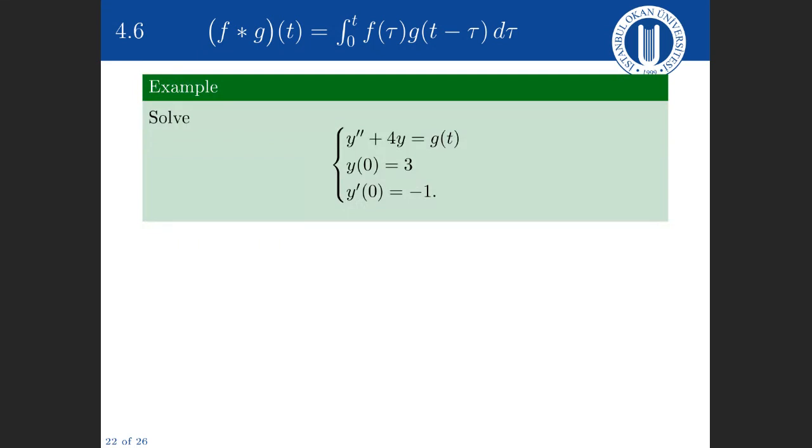Suppose we want to solve an initial value problem like this: y double prime plus 4y is equal to g of t, with the initial conditions y of 0 is equal to 3, y prime of 0 is equal to minus 1. And let's suppose we want to solve this problem without knowing g of t. Let's suppose we have to solve this for any function g of t.